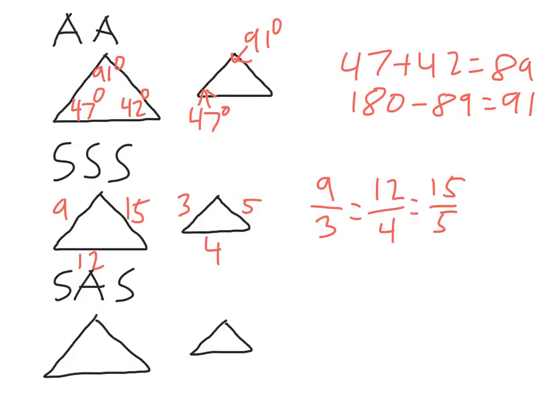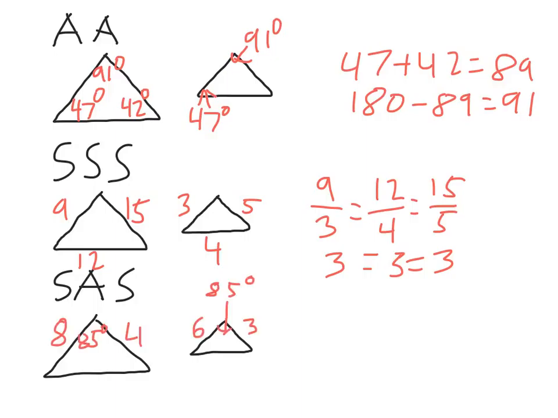So 9 over 3, or 9 divided by 3, is 3. 12 divided by 4 is 3. And 15 divided by 5 is 3. So 3 equals 3 equals 3. If all those numbers equal each other, then they are proportional, and they are similar by side, side, side.